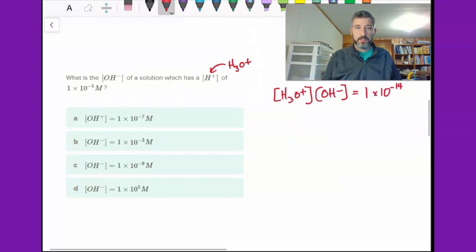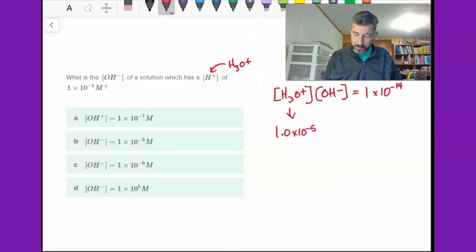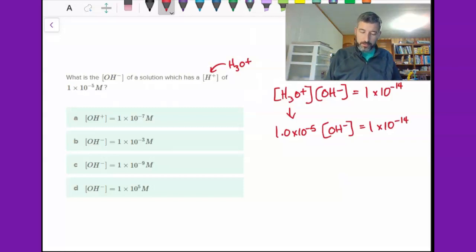And so what they're doing is they're giving me one of those numbers to plug in. It's giving me the hydronium is 1 times 10 to the minus 5. So I'm going to plug that in right here. So 1 times 10 to the minus 5. And I don't know what hydroxide is, so I'm just going to put that there. And then I'm going to say it all equals 1 times 10 to the minus 14. Okay? So what would you do to both sides to get hydroxide isolated?